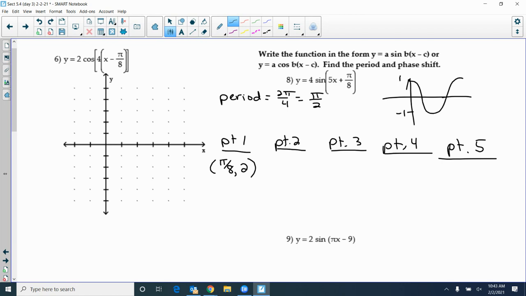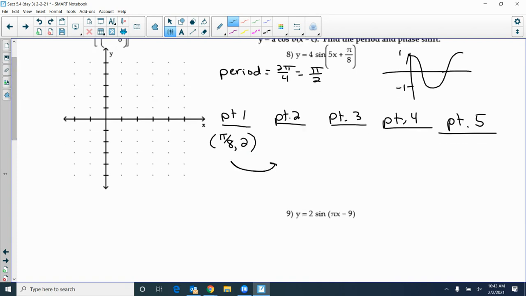All right, how do I get the next point? We have to take our period and divide it into 4s. What's our period? Pi over 2. Pi over 2, divide that by 4. Pi over 8. So the period divided by 4 is pi over 2 divided by 4, which is pi over 8. So we want to add pi over 8. Well, that one isn't too bad because that just makes it 2 pi over 8.